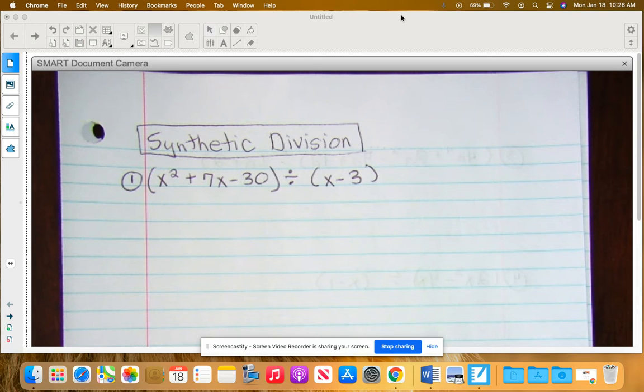Today we're going to take a look at synthetic division. Yesterday we took a look at polynomial long division. Today I'm going to show you another way, called synthetic division, to get you to the same answer.